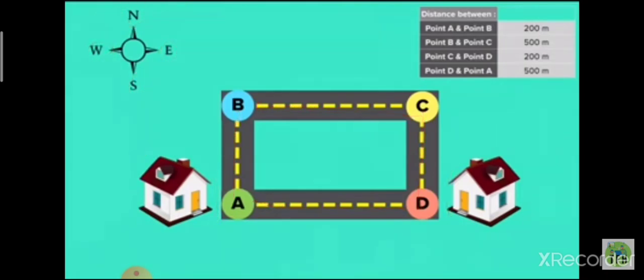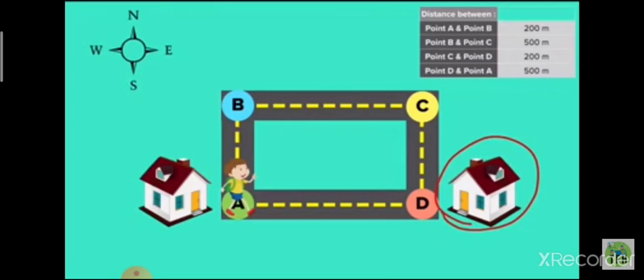Now suppose there is a boy who lives near house A and he has to go to his friend's house who lives near point D. His friend lives in this house. This boy has to travel to point D from point A. But instead of going directly, he takes a longer distance.